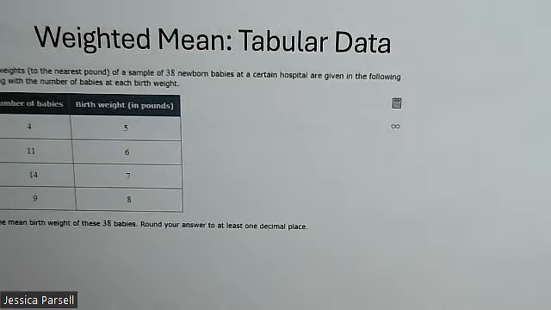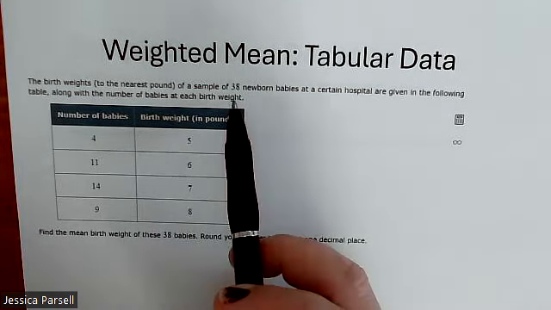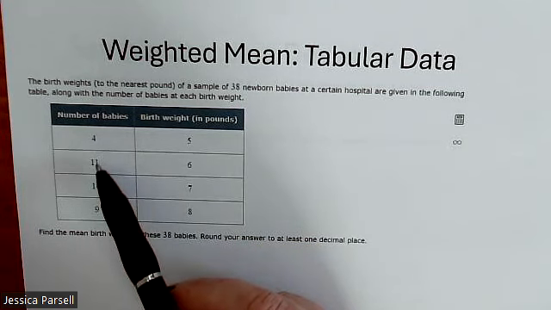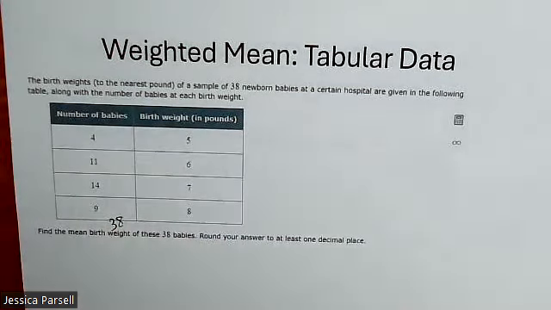Okay. All right, here's another one that can sometimes be tricky. They might give you some information in a table and ask you to find the weighted mean. Okay, the birth weights to the nearest pound of a sample of 38 newborn babies at a certain hospital are given in the following table, along with the number of babies born at each birth weight. Okay, so it looks like there's 38 newborns. If we add 4 plus 11, 15, plus 14 plus 9, indeed, that is 38. So always check your chart, make sure they haven't tried to do any trickery there.